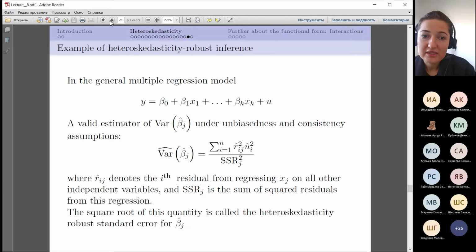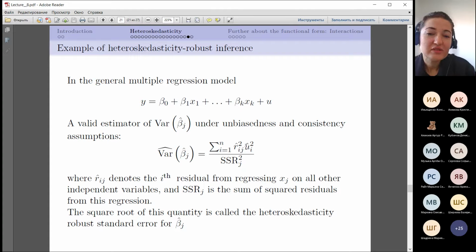So now let's take a look at the theory, how it looks. In the general multiple regression model, we can write this model like the following. And you need to re-estimate, you need to change your standard errors. Because of this, you need to find the new variance of your estimator, of your parameter. And for this purpose, you can write this formula.